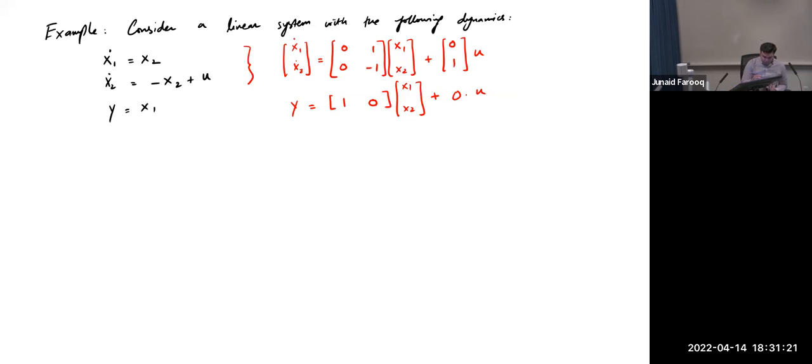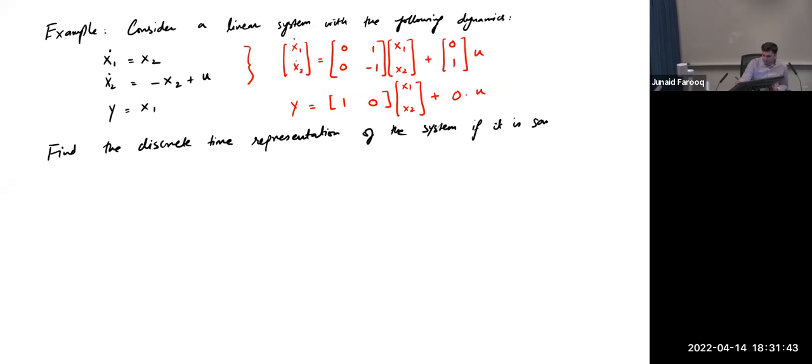Now the question is, find the discrete time representation of the system if it is sampled with an interval of T equals 1 second. Right, so let's say this T equals 1.